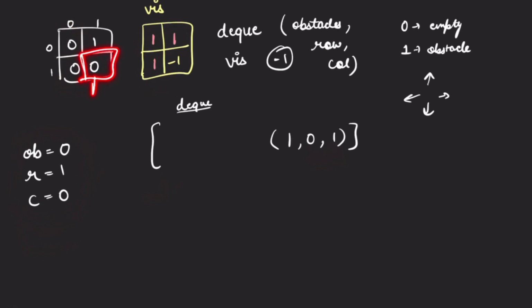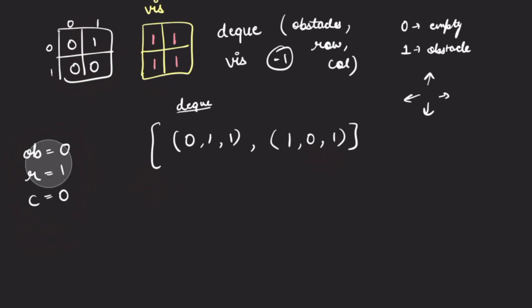So we will consider 1, 1. Now 1, 1 is an empty cell. There's no obstacle, which means the number of obstacles is going to remain the same. And since it is empty, we will push it in the front of our DQ. So what will be pushed? Number of obstacles, which is 0, row 1, column 1. This will be pushed and marked as visited in our matrix, so this will be 1.